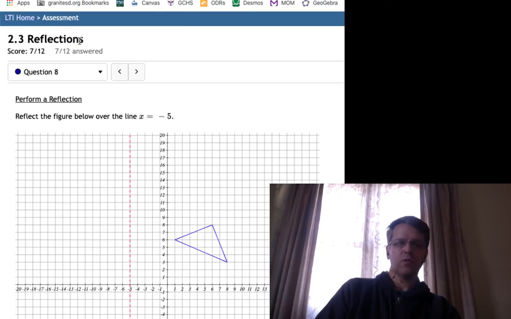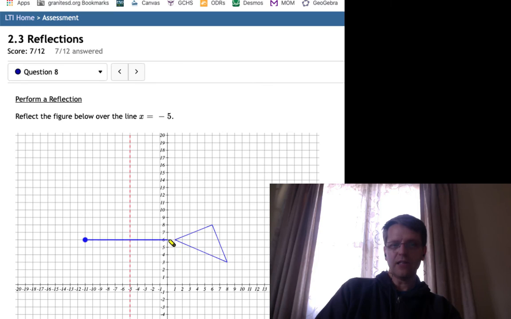And this one, ooh, they're getting a little trickier. Same idea. 1, 2, 3, 4, 5, 6. Remember to count from the red line. So I went 6 to the right of the red line. 1, 2, 3, 4, 5, 6. So I go 6 to the left of the red line.